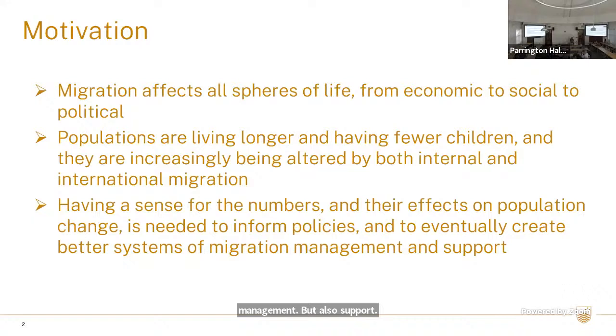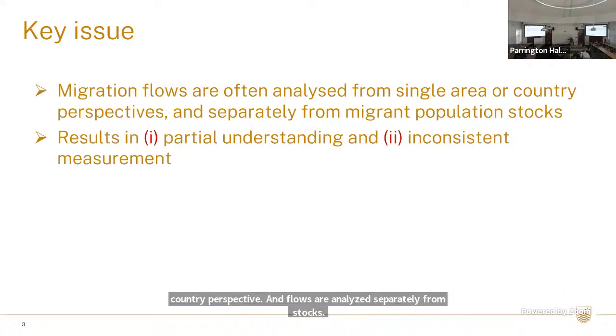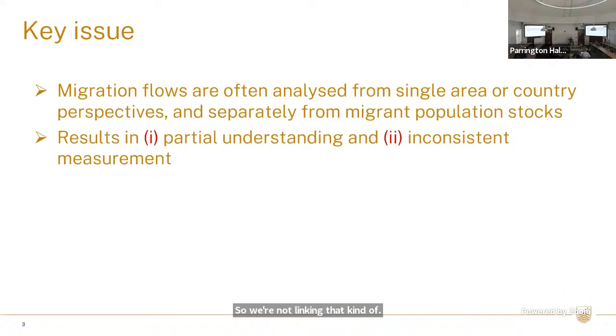And the reality, and I'll talk a lot about that today, is we don't have that sense of numbers. That sense of numbers is missing. And moreover, one of the key issues when we think about migration is that it is often analyzed in silos, from either a single area or a single country perspective, and flows are analyzed separately from stocks. So we're not linking how populations are being affected by migration, but also how they're producing migrants and the feedback mechanisms that go on.